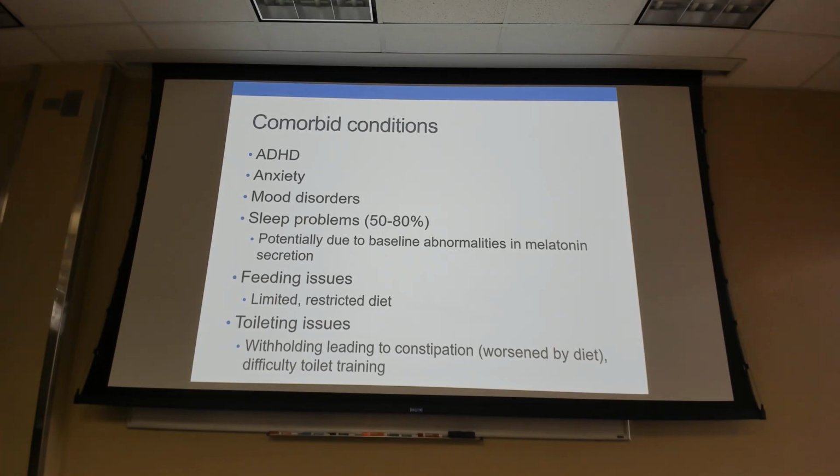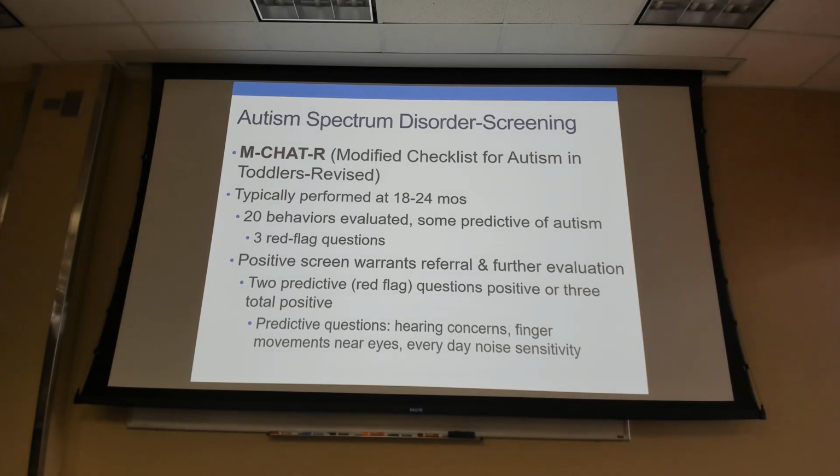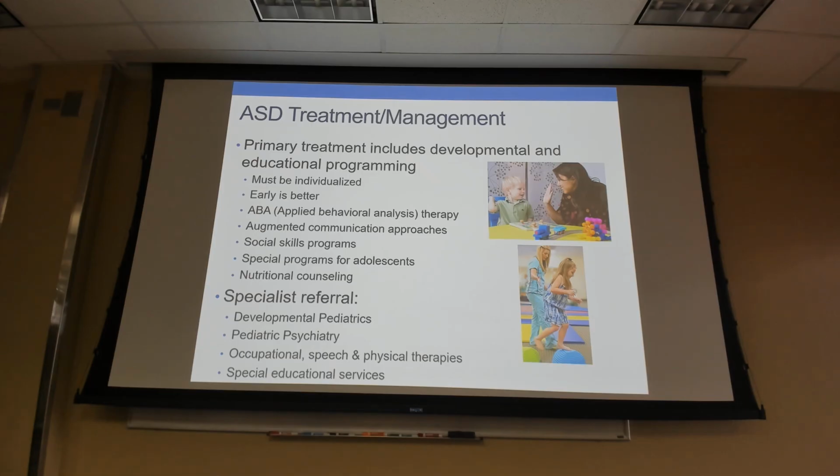What age do we screen for autism? 18 months and 24 months, yep. And what is the screening tool that we are using? The MCHAT. And how many red flag questions are there on the MCHAT? 3. And how many of those red flag questions are you worried about? 2. Yep, good job. You guys already knew that. Or 3 total. So 2 of the red flags or 3 total of your 20. Do you remember what those red flag questions were?